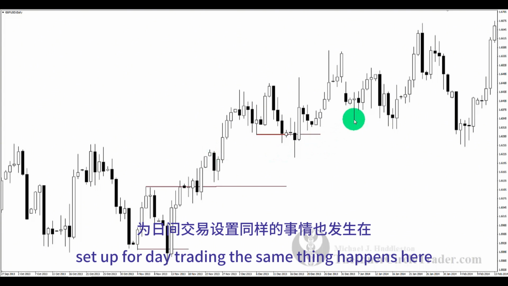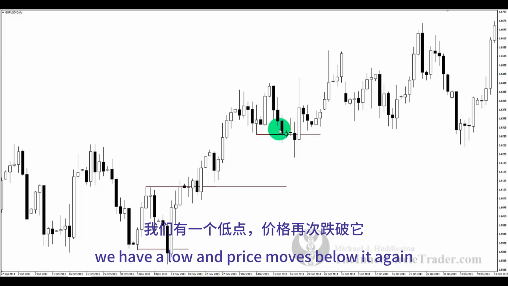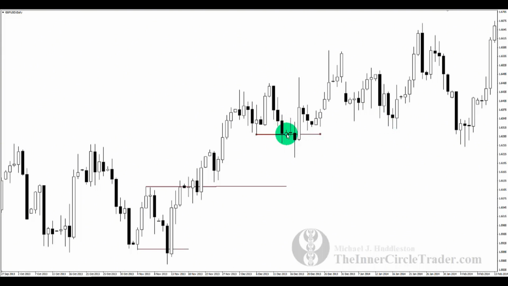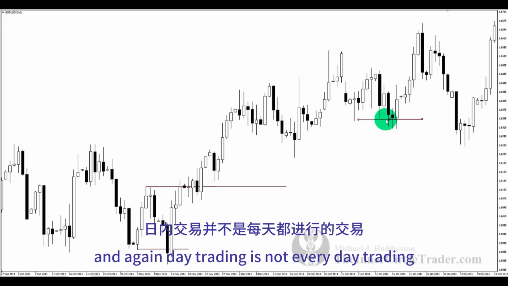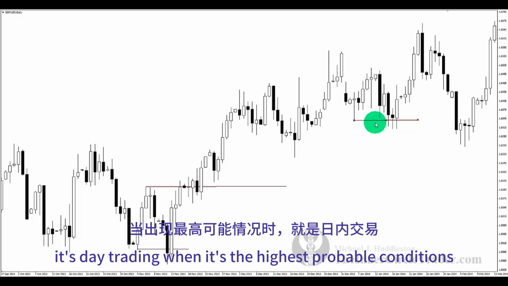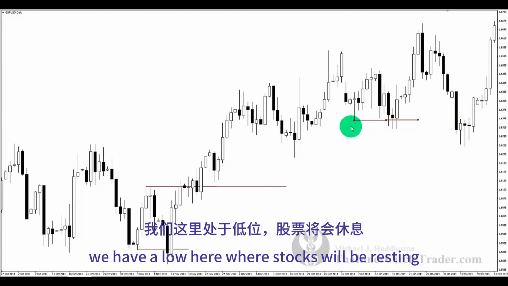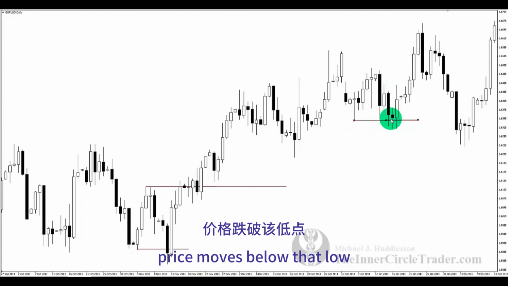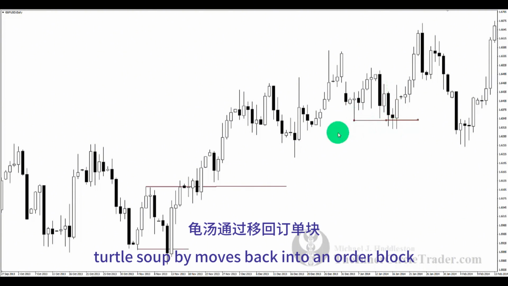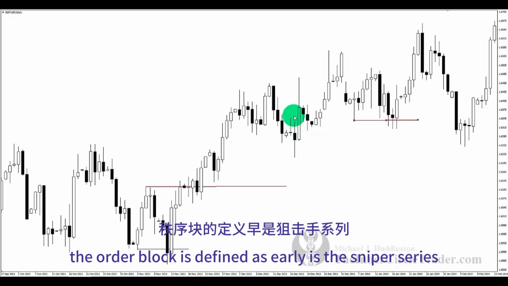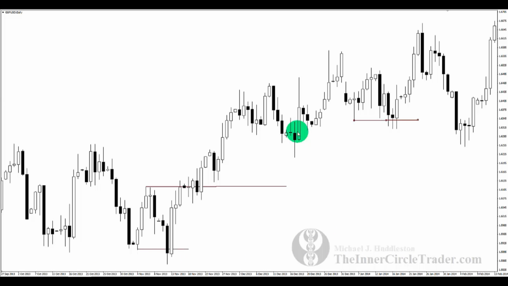The same thing happens here. We have a low and price moves below it again. And again, day trading is not everyday trading. It's day trading when it's the highest probable conditions. We have a low here where stops will be resting. Price moves below that low. Turtle soup buy. It moves back into an order block. The order block is defined as in the sniper series and precision trading.